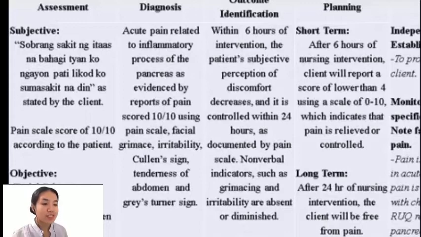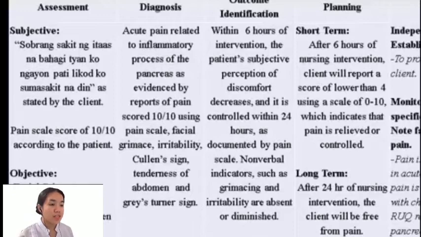For the diagnosis, acute pain related to inflammatory process of the pancreas as evidenced by reports of pain scored 10/10 using pain scale, facial grimace, irritability, Cullen's sign, tenderness of abdomen, and Grey Turner's sign.